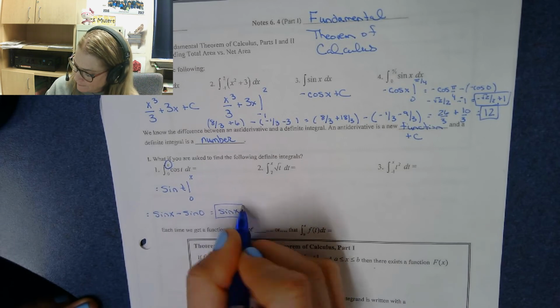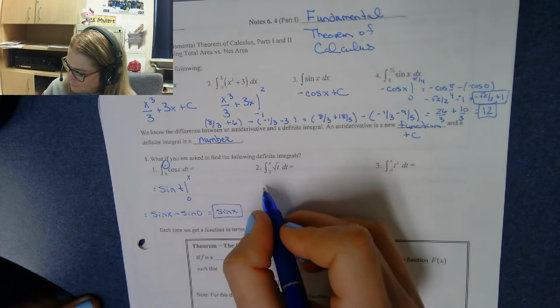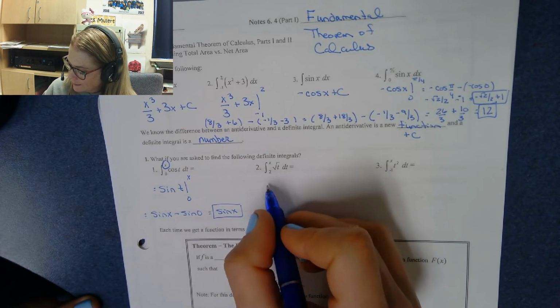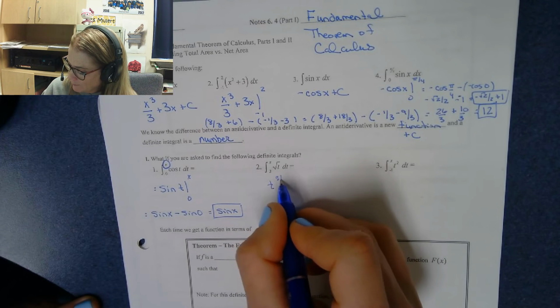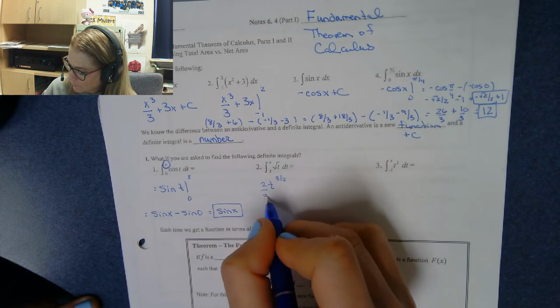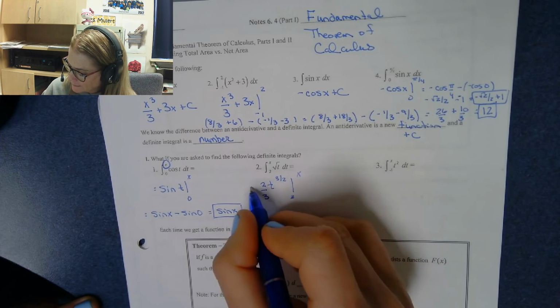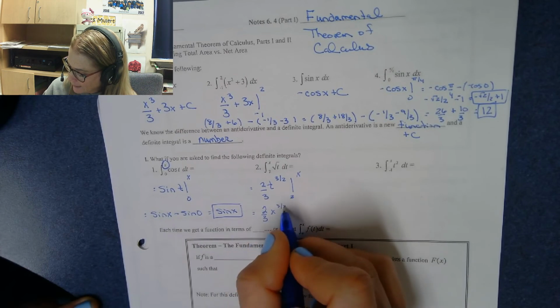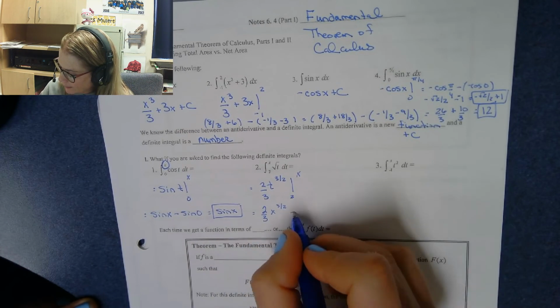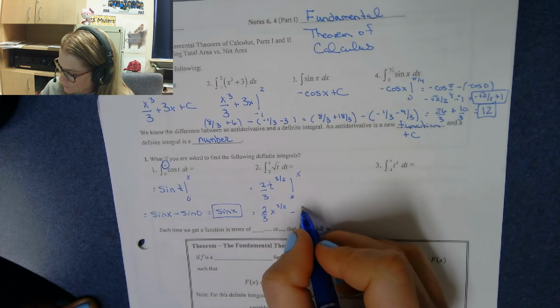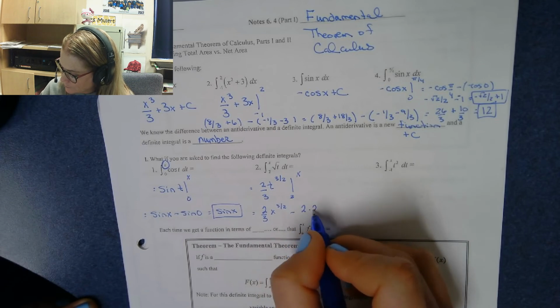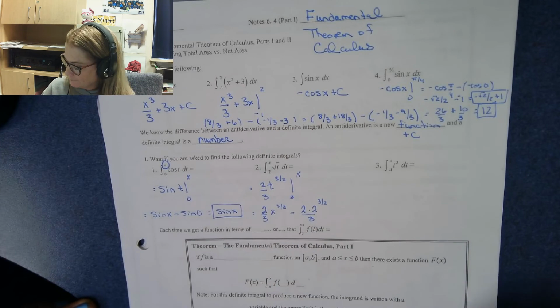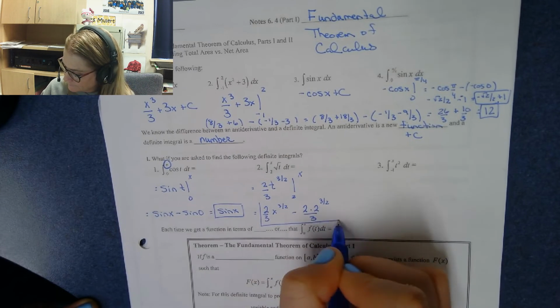All right. How about here? This is going to be t to the 1/2. So raise the exponent by 1, multiply by the reciprocal, 2 over 3 x to the 3/2 minus 2 times 2 to the 3/2 over 3. I'll just leave it at that.